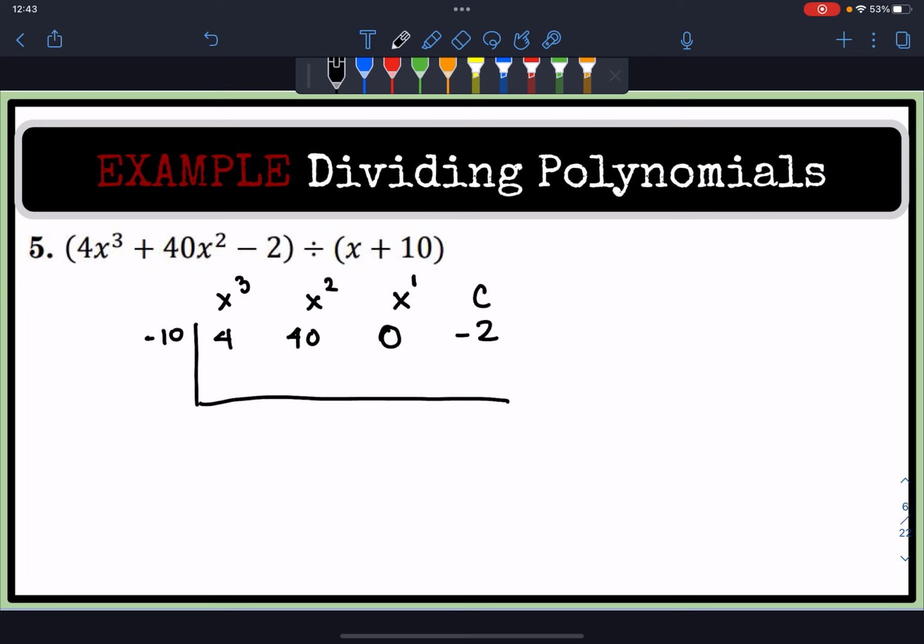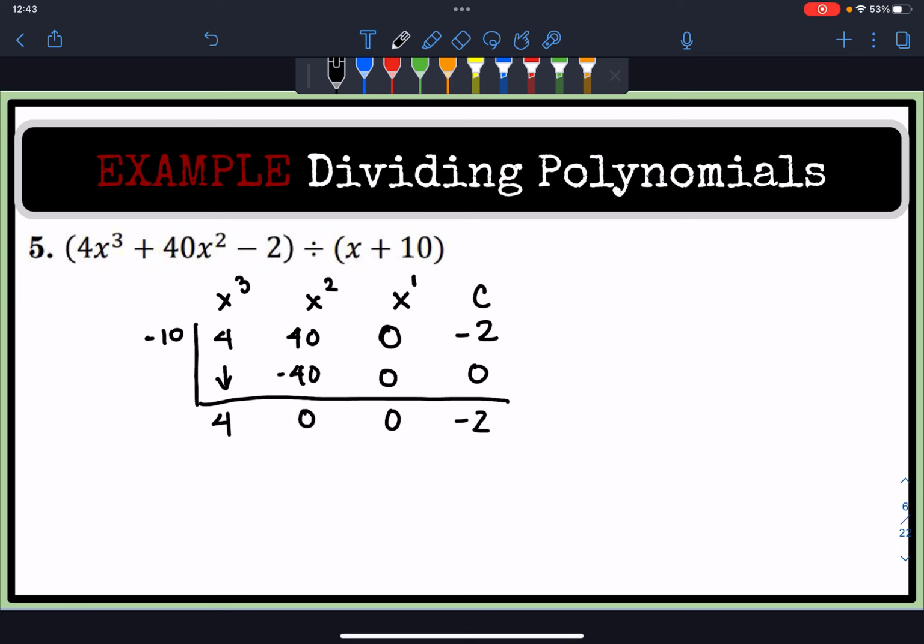On the outside, we'll write -10, the opposite of adding 10. So we'll write -10, and since the leading coefficient is 1, this is being divided by 1, which is just simply going to stay as -10. So we're going to bring down the 4, and multiply 4 times 10, which is negative 40. This adds up to 0. Multiplying 0 times 10 is 0, and adding 0 with 0 is 0. 0 times negative 10 again is 0, and adding negative 2 with 10 is negative 2.